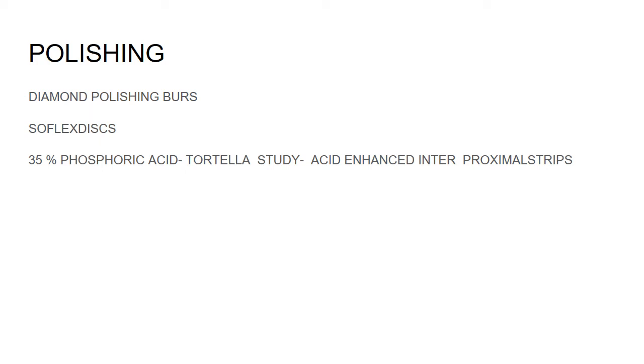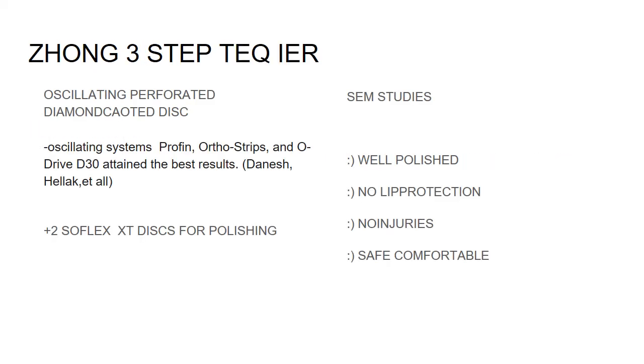So Tortella conducted a study and found that after IPR, the surfaces that have been polished with acid impregnated proximal strips were found to be much smoother than even the natural enamel. So that's a great advantage of using acid impregnated strips for polishing.